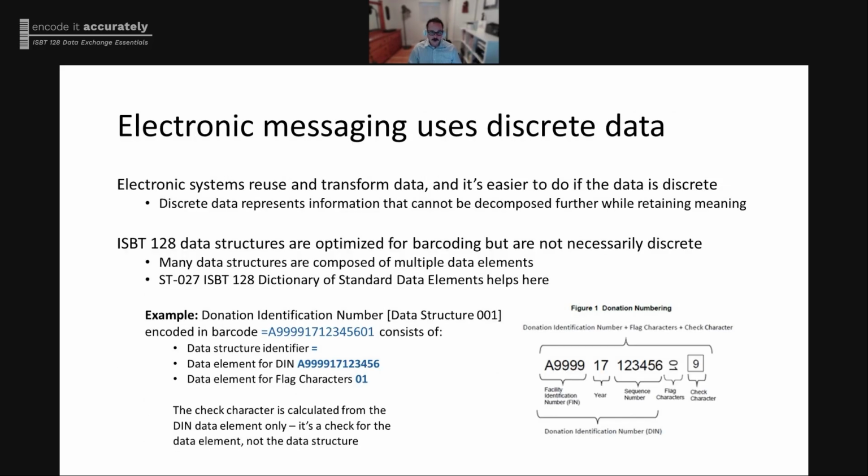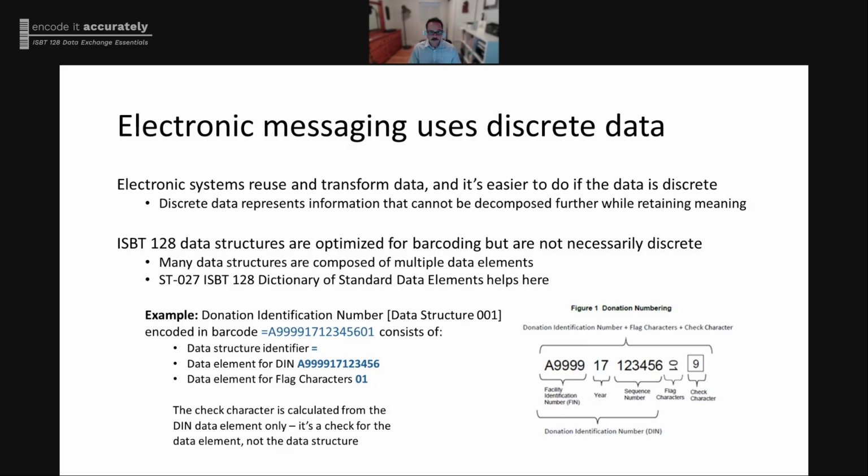Picking up on some of the topics that Robin was speaking to, ultimately electronic systems thrive on discrete data, the smallest possible pieces of information that retain meaning. ISBT 128 barcodes contain data structures, but for messaging purposes, we usually want to break those down into discrete elements, like breaking a sentence down into individual words. This is where ST027, ISBT 128 Dictionary of Standard Data Elements really shines, as it outlines each of the data elements and how they are represented electronically.